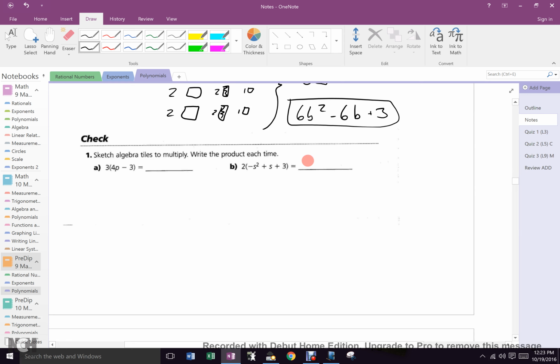You guys do these. What do you sketch? The coefficient or the polynomial? Polynomial. 4p, 3 little guys. How many of them do I need? 3 of them.